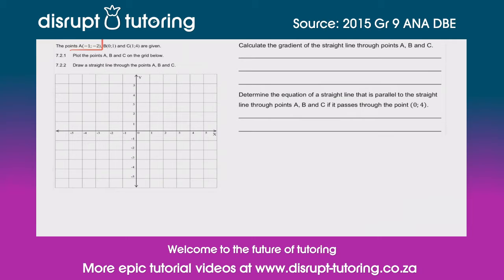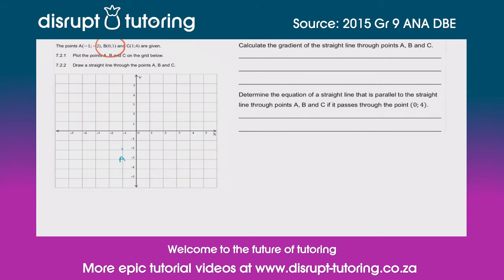So if we look at A, we've got -1, -2. Remember, the -1 always refers to the X coordinate, and the -2 refers to our Y coordinate. So this would be our X coordinate, this would be our Y coordinate, so the intersection is where the point would be. So our point would be over there, and remember to write down the coordinate as A. Okay, so that's the point we're talking about.